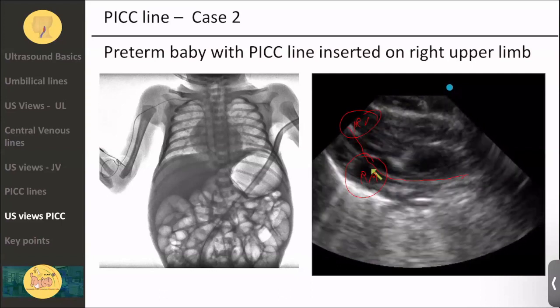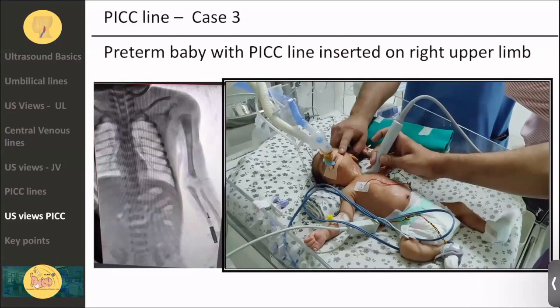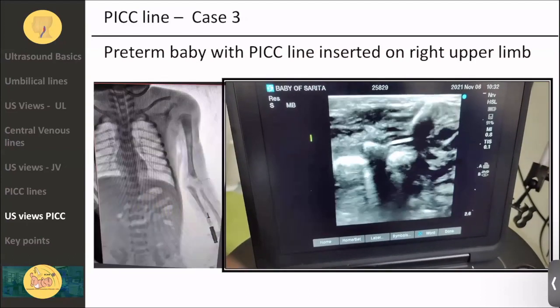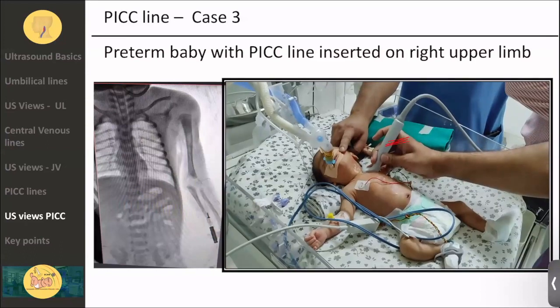And on the X-ray also, this is an invertogram. You can see that I can trace it from here till here. So sometimes if it is in the neck, we can trace it. It was going up. So with the linear probe, it's very easy. If it's not in the heart, you can trace it.